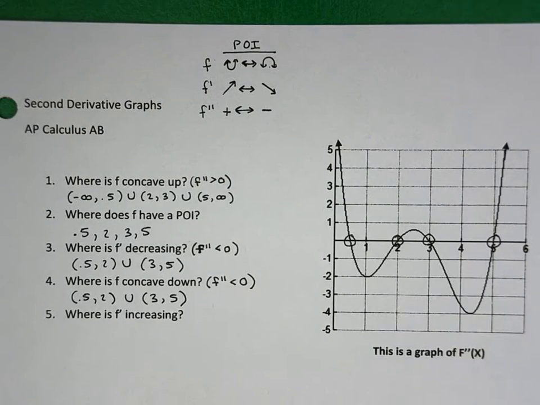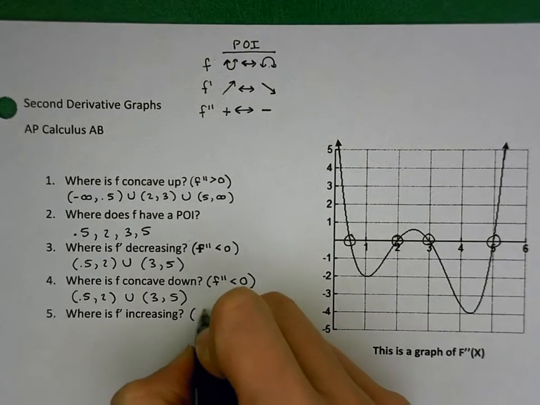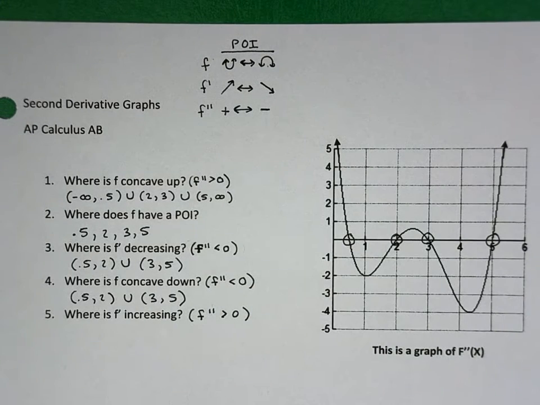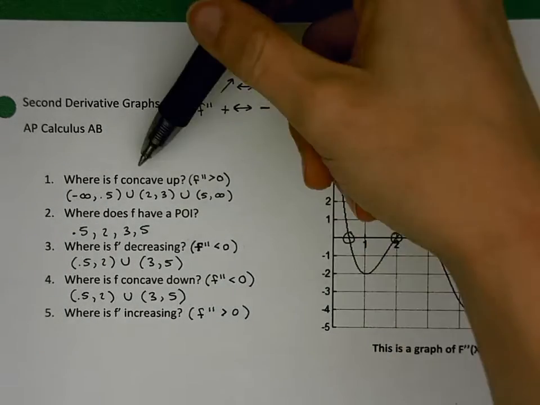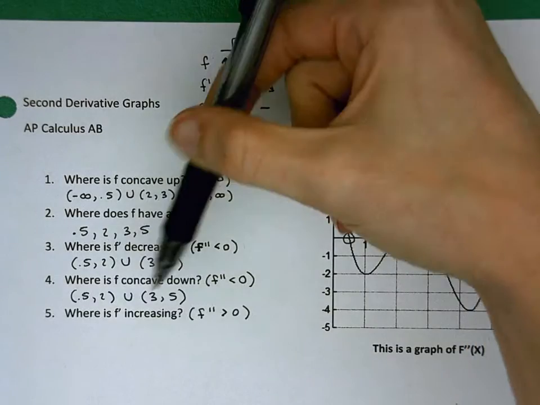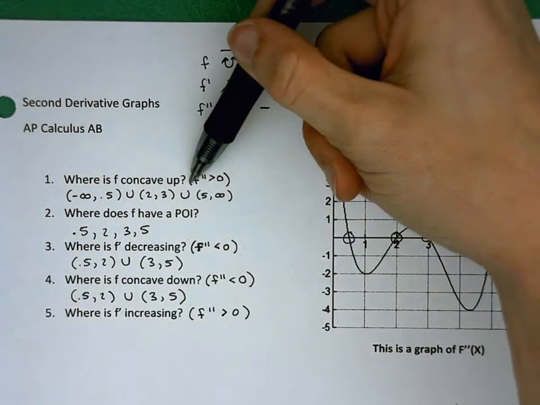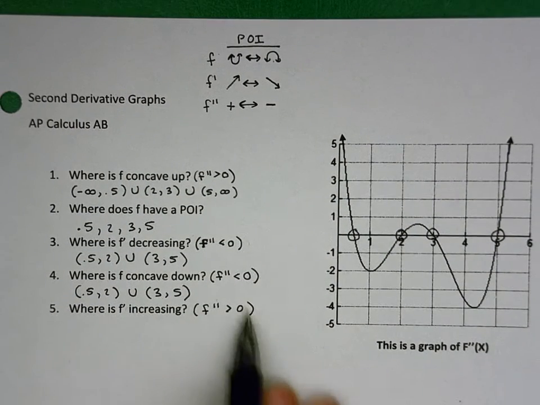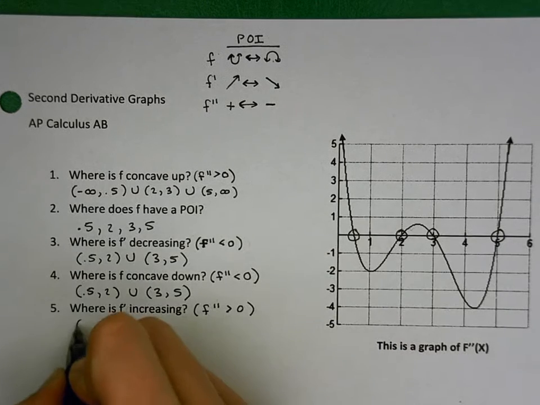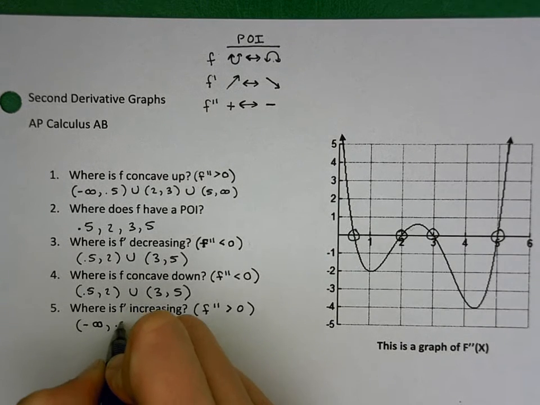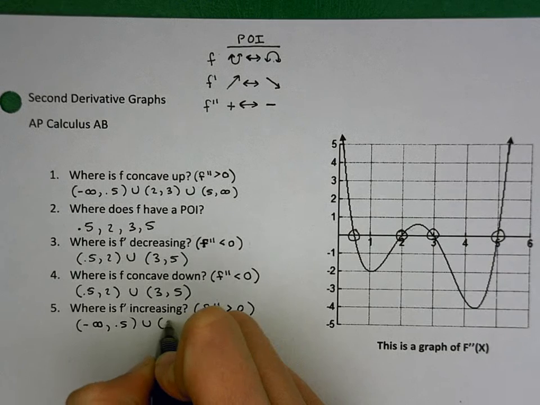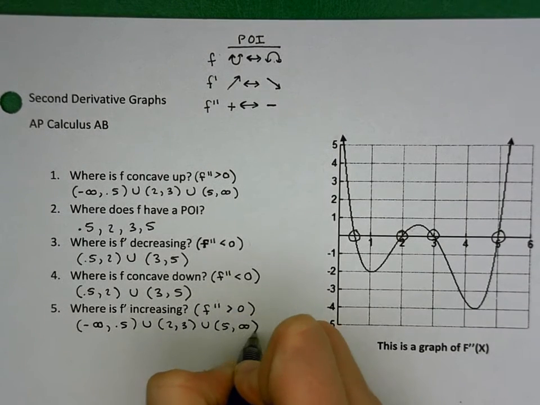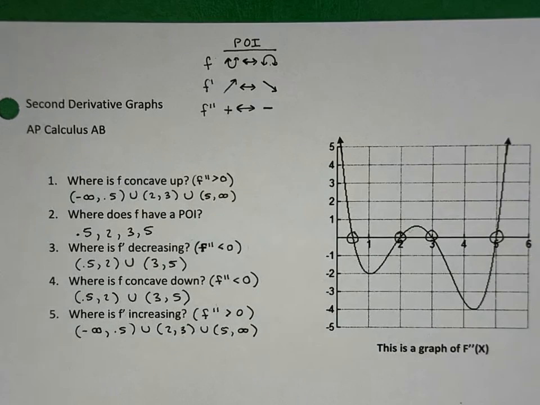And finally, where is f prime increasing? F prime increasing is when f double prime is positive. And so this is the same question as number 1. Number 1, we're asked where is f concave up? The definition of f concave up is that f prime is increasing and that f double prime is positive. And so where is f prime increasing? Where f double prime is positive, above the x-axis, which is negative infinity to 0.5, and 2 to 3, and 5 to infinity. And that's a second derivative graph.